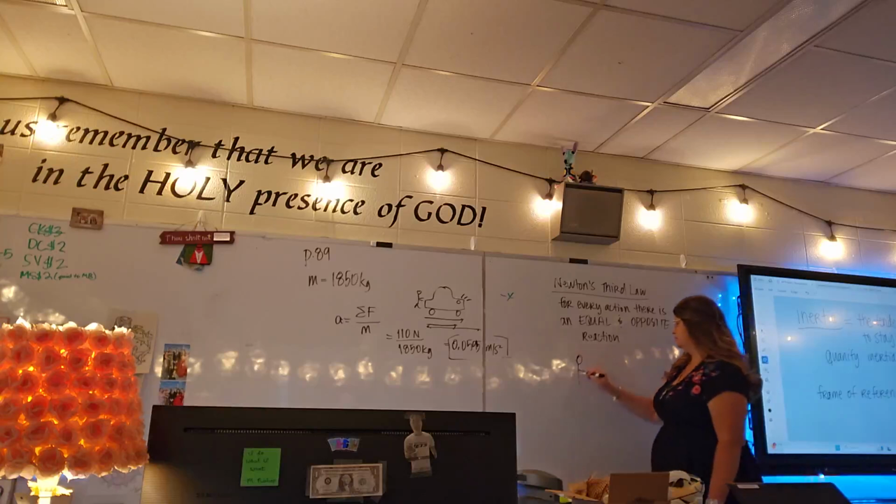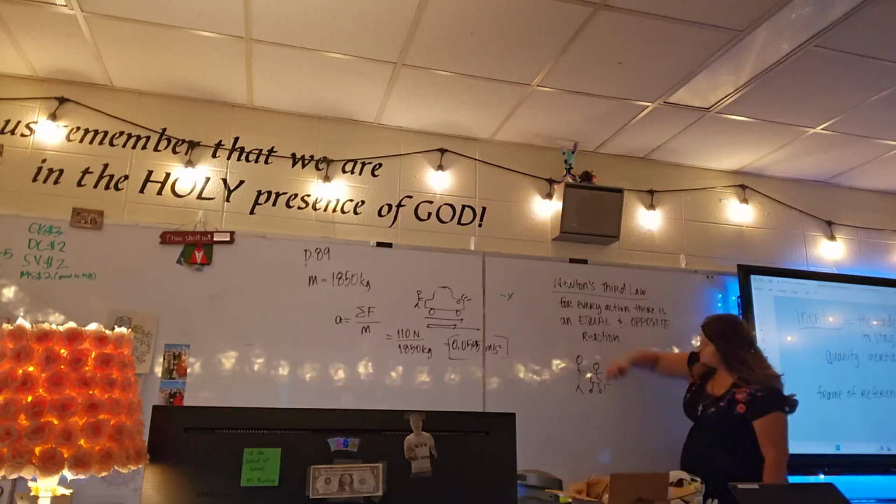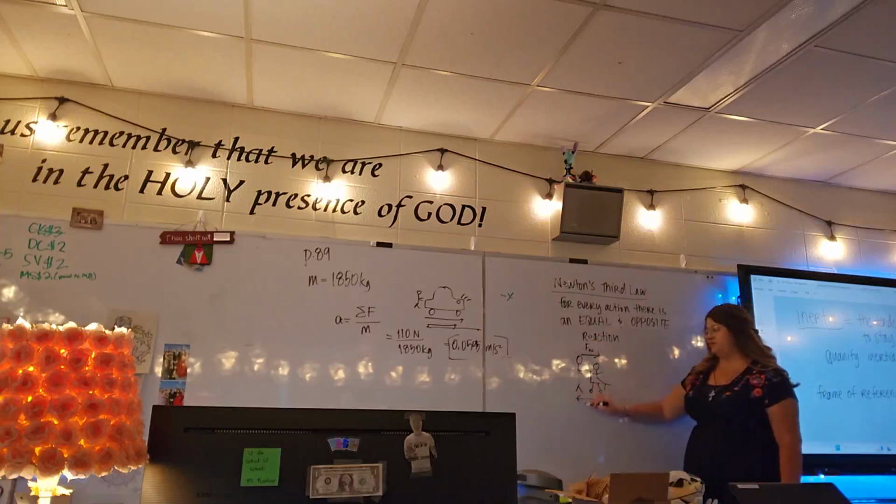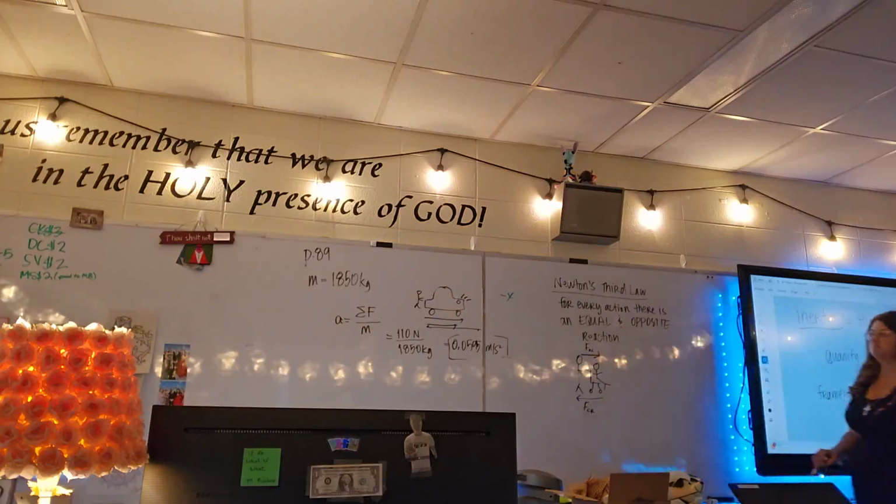So, here's Ryan and Gabe in a chair with wheels. Oh dear. So the force that Ryan applied on the chair, the force of Ryan on the chair, is equal but opposite to the force of the chair on Ryan.